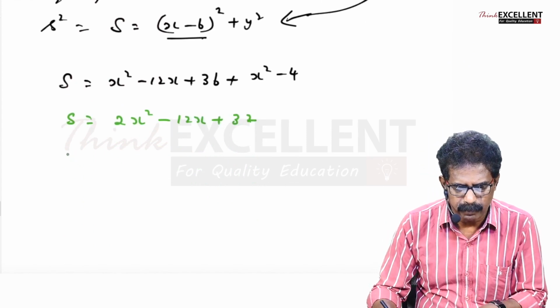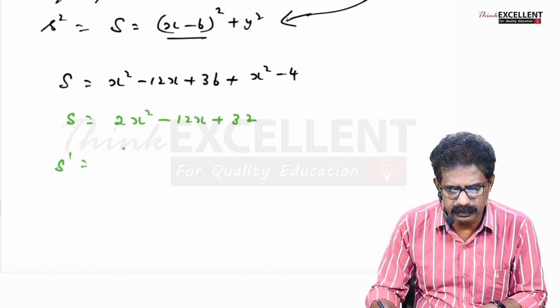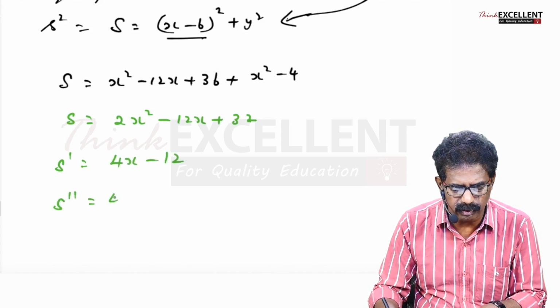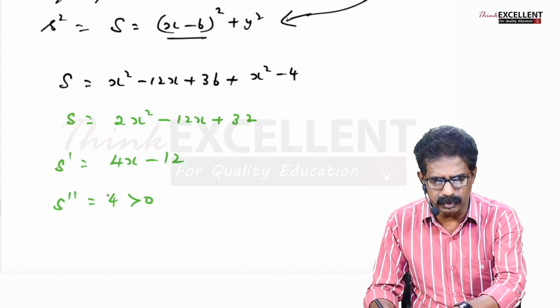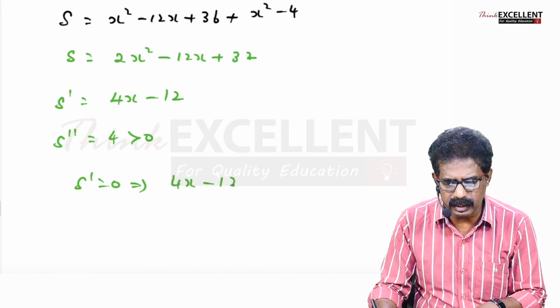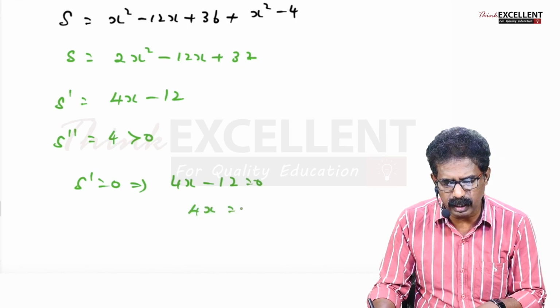Okay, now listen. Differentiate with respect to x. 2x square derivative 4x, minus 12x derivative 12. S double dash is 4. It is positive, so definitely it is a minimum, right? Now first derivative 0, you give 4x minus 12 equal to 0. So 4x is 12, x is 12 by 4, it is 3.